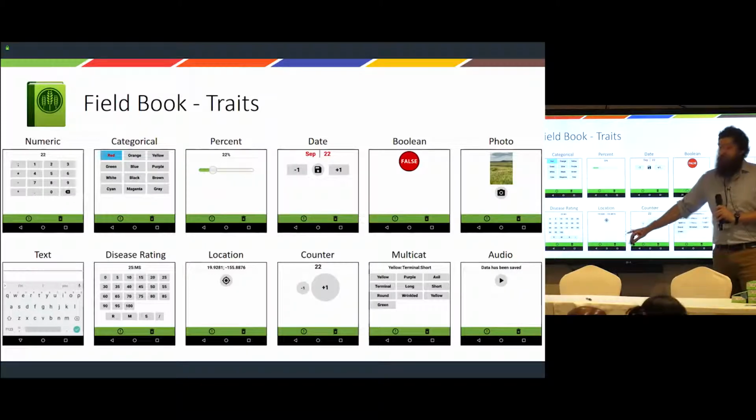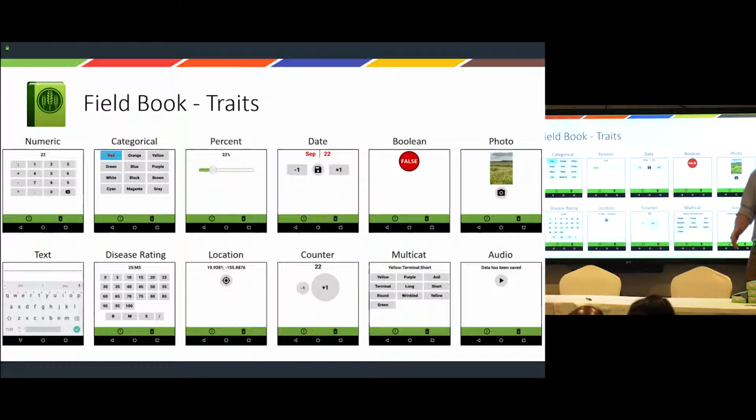So our location trait collects a point location of where you are at that time. This still isn't really good enough for past referencing those locations to know where your plot was, just because of the imprecision of the devices themselves. But you'll get a pretty good idea of where you were relatively within the field.